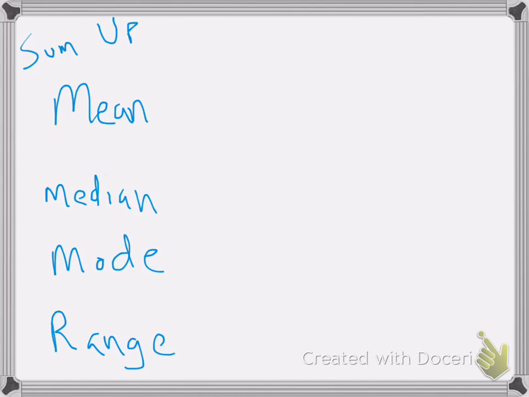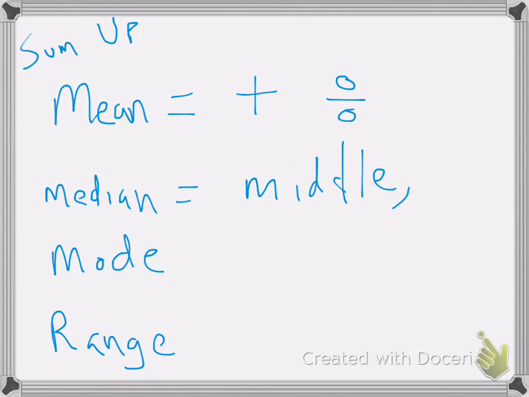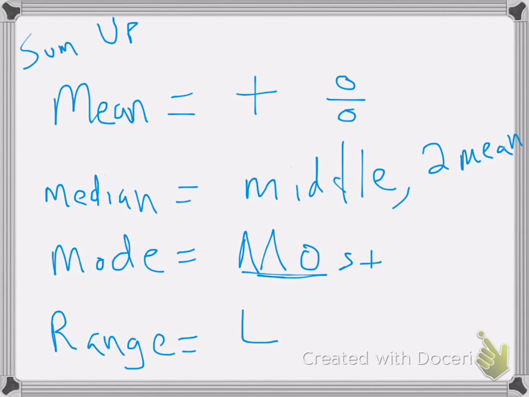Okay? All right, so to sum it all up, the mean, you add, then you're going to be dividing. The median is the number in the middle. If you have two, you need to find the mean of those two. The mode is the one that happens the most. The range is the largest one minus the smallest one.